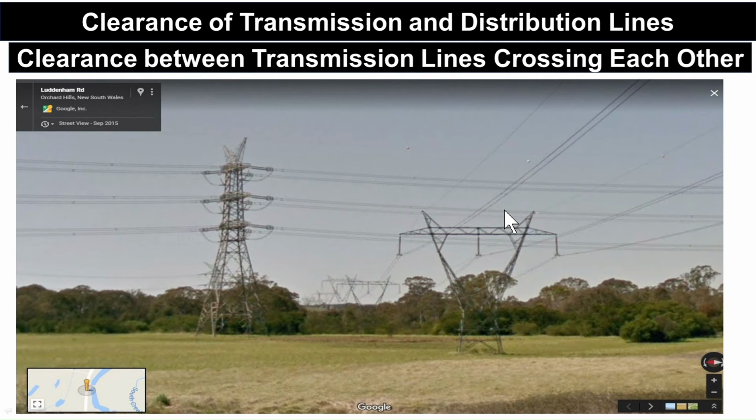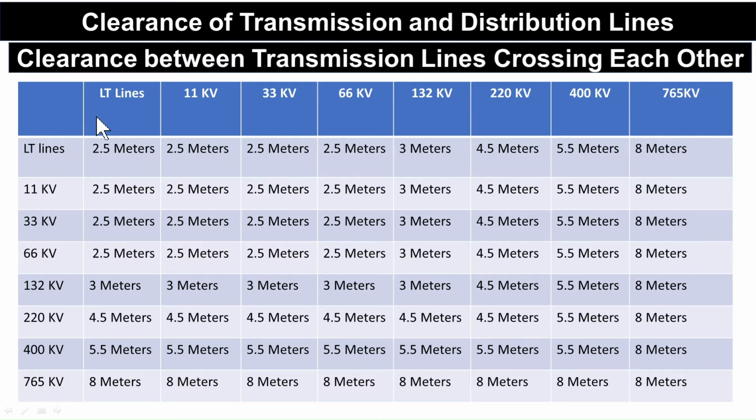For that I am giving you this chart. You can take a screenshot of this chart. Here the lines are LT line, 11 kV, 33 kV, 66 kV, 132 kV up to 765 kV. Similarly from here, from LT line to 765 kV line. If two LT lines are crossing each other, then select this column, that is the LT line, and from here LT line, it is 2.5 meters.